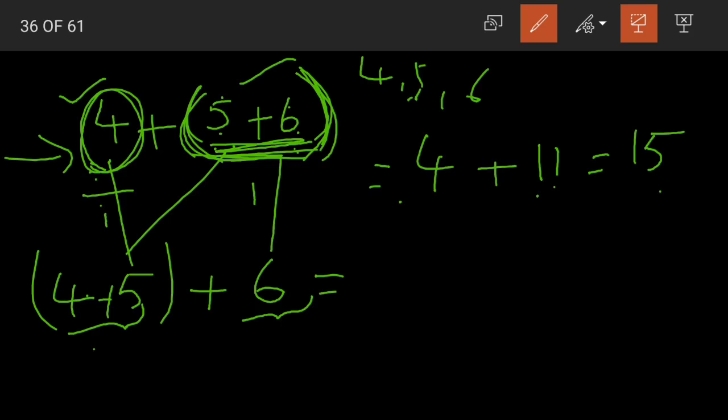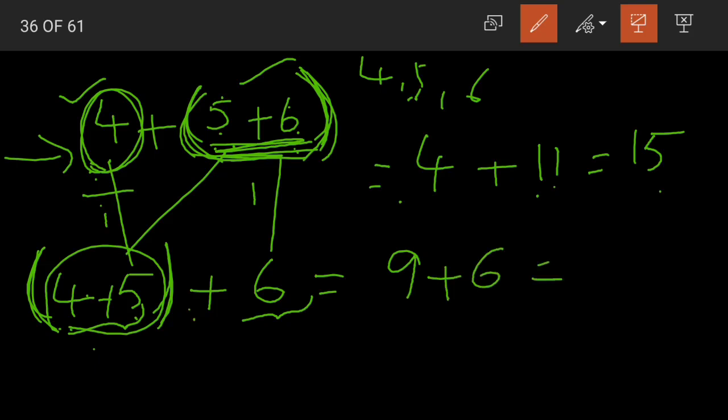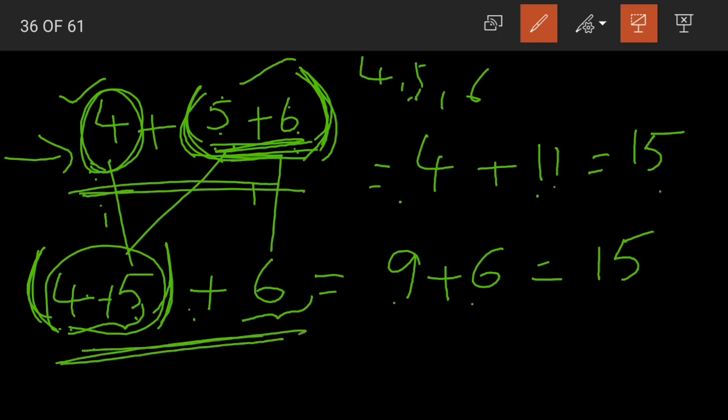Now how will we add this? Again, as I said, when we have two numbers in a bracket, we will solve that first. 4 plus 5 becomes 9. Then we have the addition symbol. Then we have 6. Now 9 plus 6 becomes 15. Yes children, what do we observe from this? The grouping is changed, but the resulting sum we got is the same. In both cases the answer was 15 only.